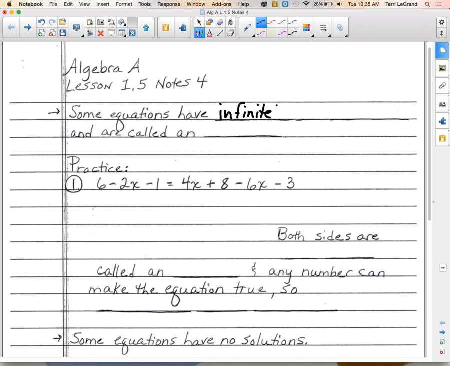many solutions. In other words, we can't list all of them. There are infinitely many of them. Any number you pick off of the number line would be a solution.